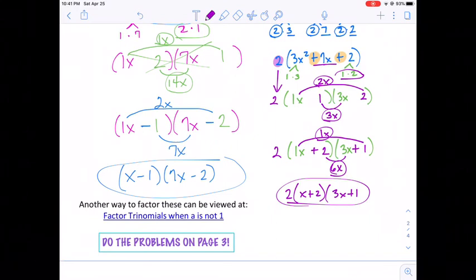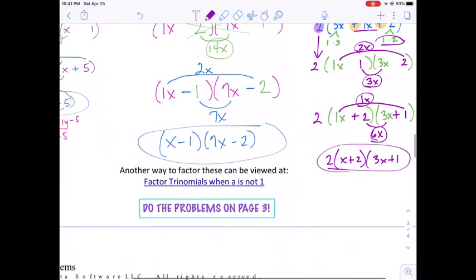So my method is a trial and error method. If you want to see an alternate method, you can click on this link, Factor Trinomials when a is not 1.